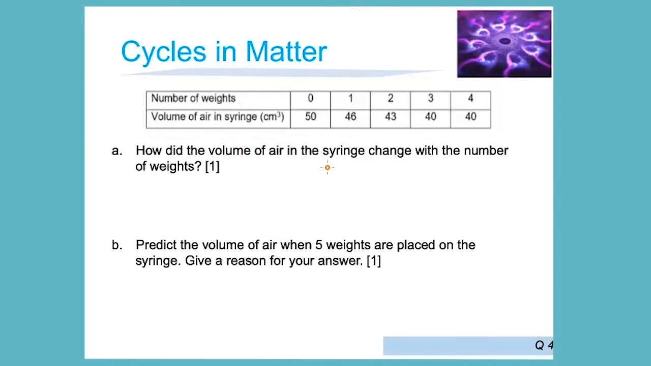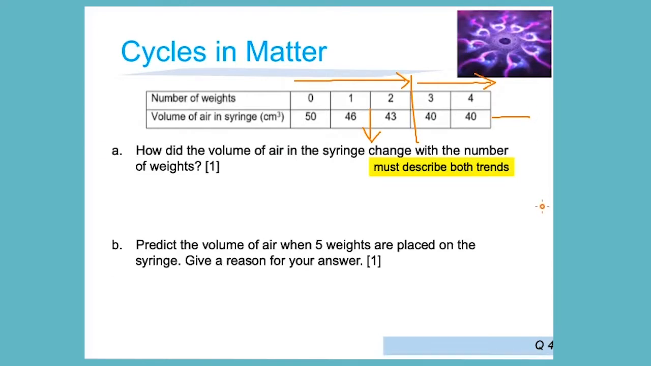So based on this, the question is, how did the volume of air in the syringe change with the number of weights? So I see that, okay, I have to break it up. There are 2 parts to this question, right? I must describe both trends. I realized that when I added up to 2 pieces of weight, the volume of air will decrease. But if I add 3 weights and 4 weights, beyond the third weight, the volume of air actually remains constant. There is no increase or decrease.